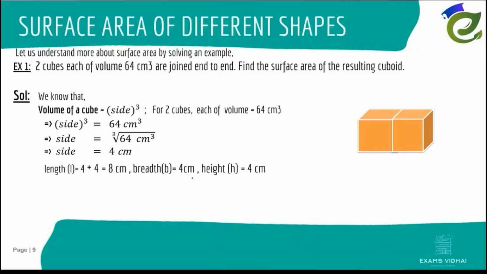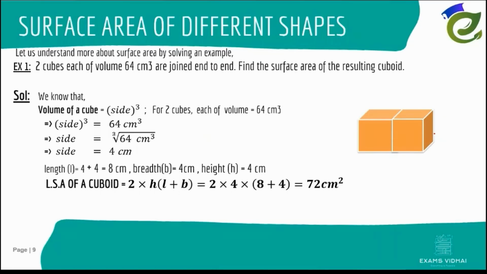Then we understand that the side is of length 4, whereas when it forms a cuboid the total length becomes 8 centimeter, because each cube has a length of 4 centimeter, whereas the breadth is 4 centimeter and the height is 4 centimeter. Then we know that the surface area of the resulting cuboid is 2 into h into (L plus b), that is the LSA of the cuboid. So when we substitute the values, we get 72 centimeter square.